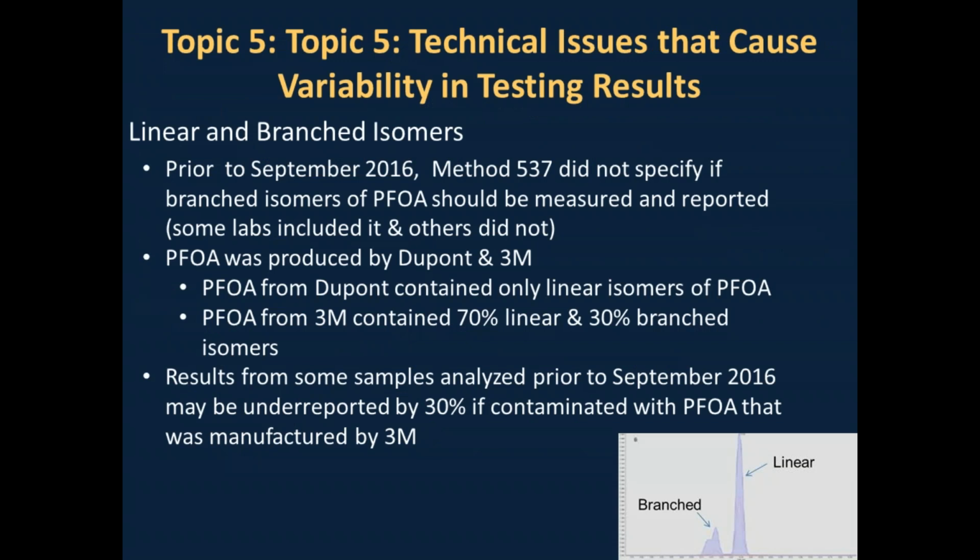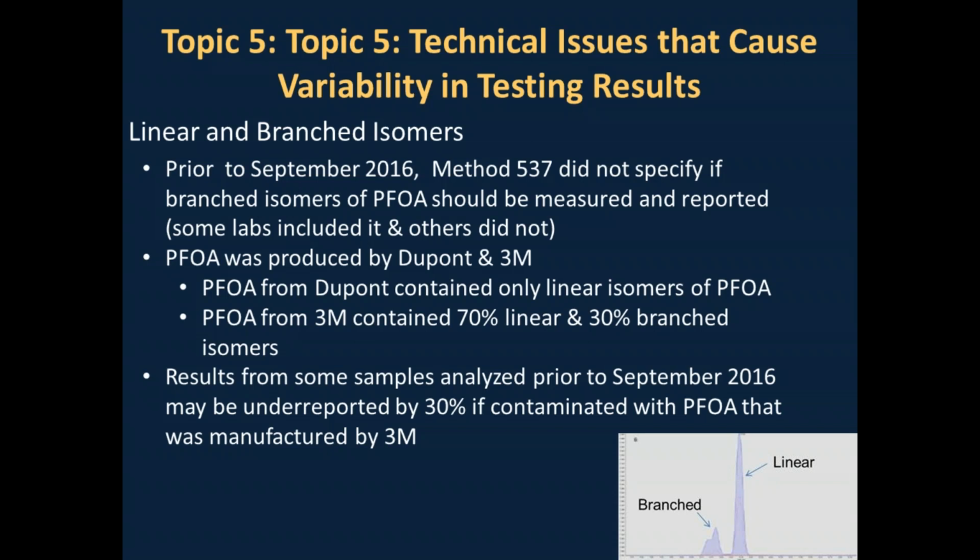The primer also addresses things that might cause variability in the testing results. One of the first things is linear and branched isomers. Prior to December 2016, it wasn't clear in Method 537 if labs should or should not be reporting the branched isomer of PFOA. Some labs did, some did not.